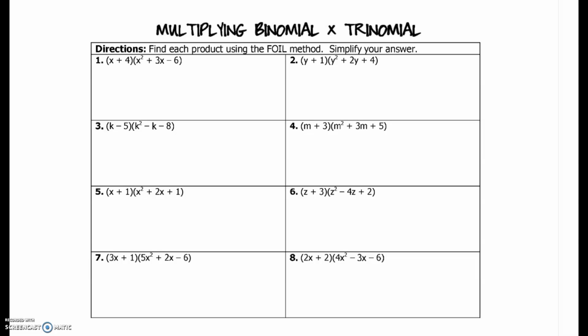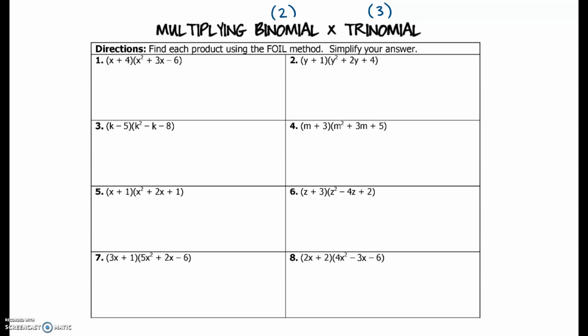Hi class, this is the last concept that we are going to talk about when we talk about multiplying polynomials. So in this case, we are going to be multiplying a binomial, which means we have two terms, times a trinomial, which means we have three terms. You'll notice the directions say find each product, which means we're multiplying to get the product using the FOIL method.